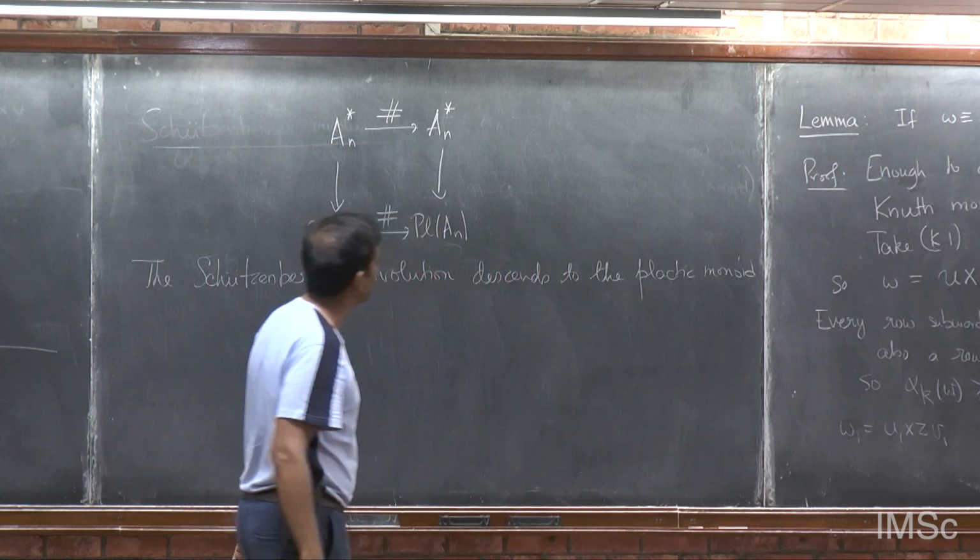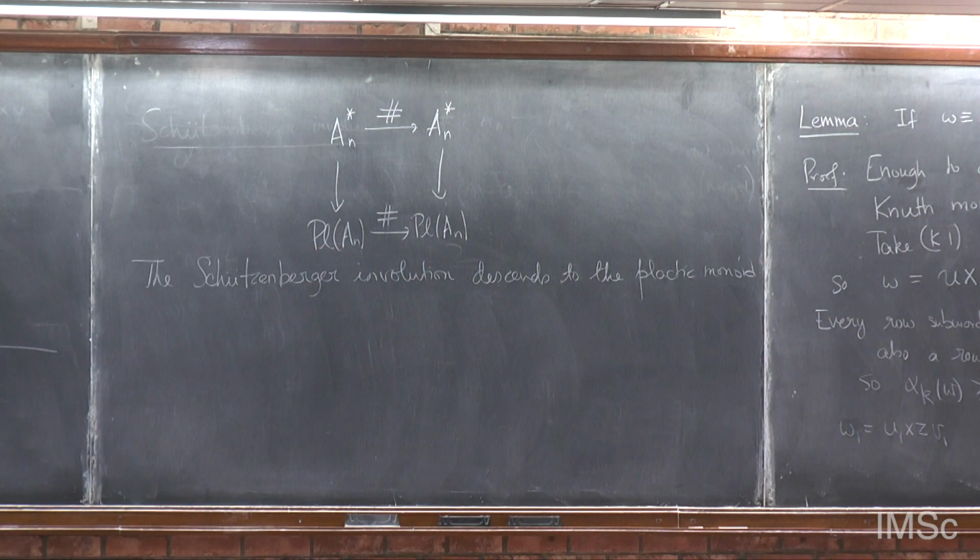I will come back to this later. So, what we know is that every class in the plactic monoid contains a tableau. We are going to show that it contains a unique tableau. Also, we know that every class contains a dual tableau. We will show it contains a unique dual tableau.